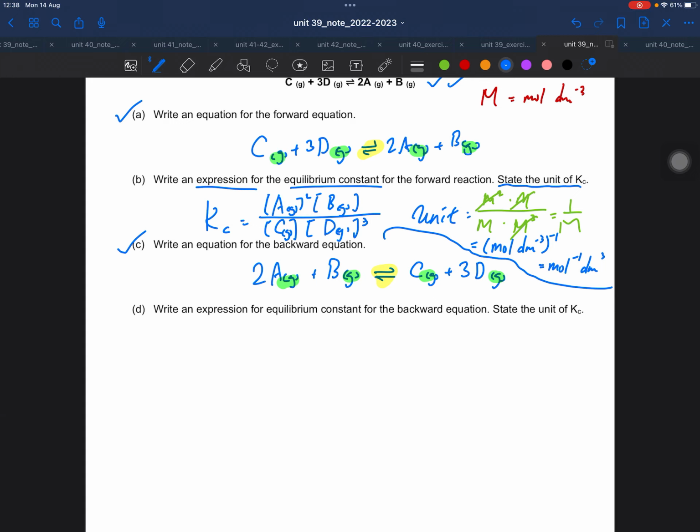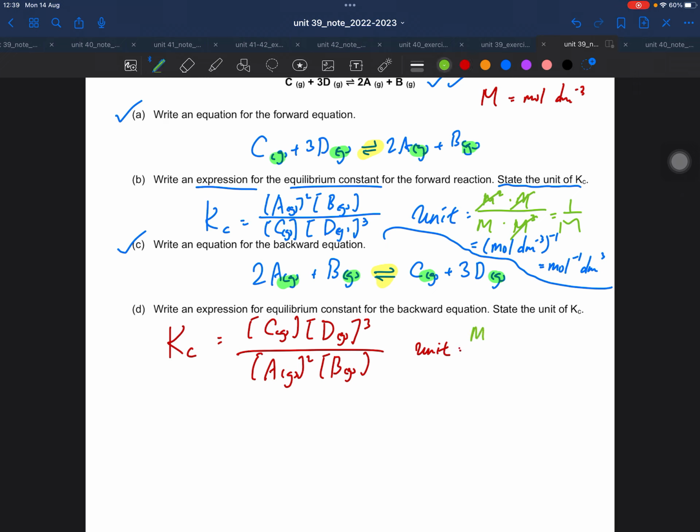So what about the backward reaction? For the backward reaction, I use a different color. The backward reaction this time is C D to the power cube over A square and B. With the same idea, you can try by yourself. This is M to the power cube, M square, M. Again this can be crossed out, right? So the final unit is M, which is mole per dm cube. That is fine.